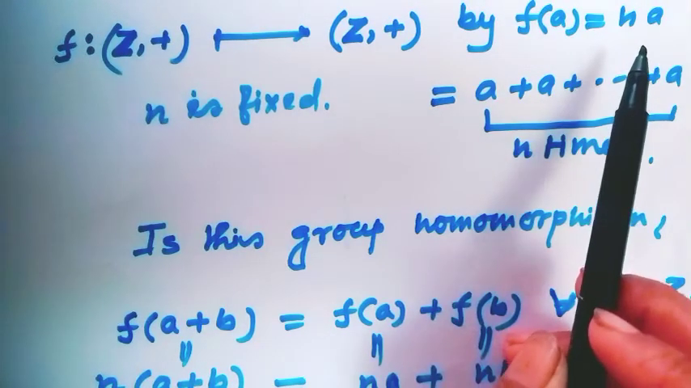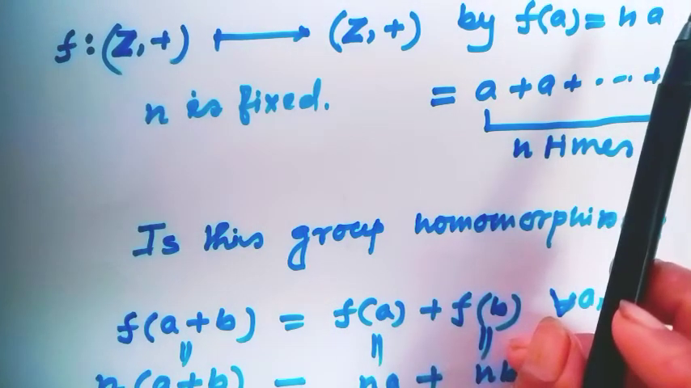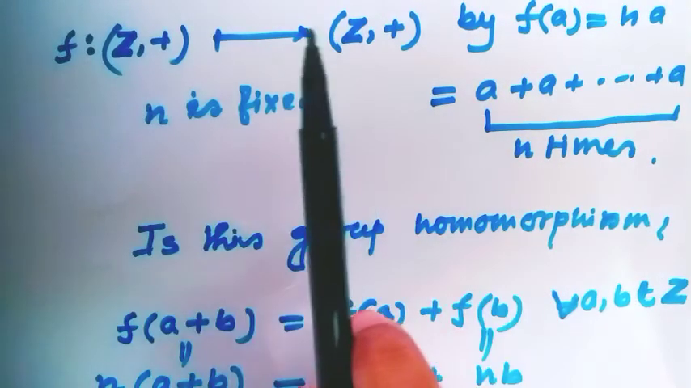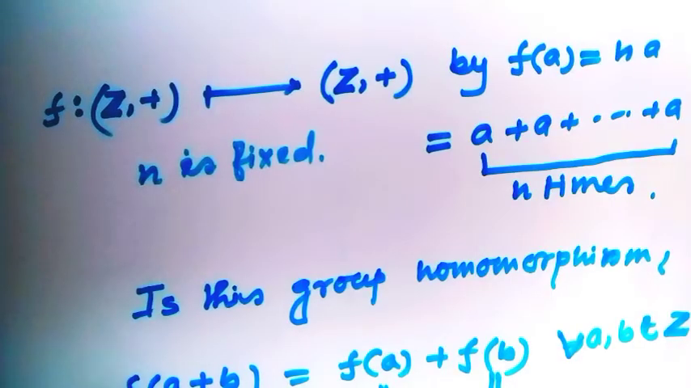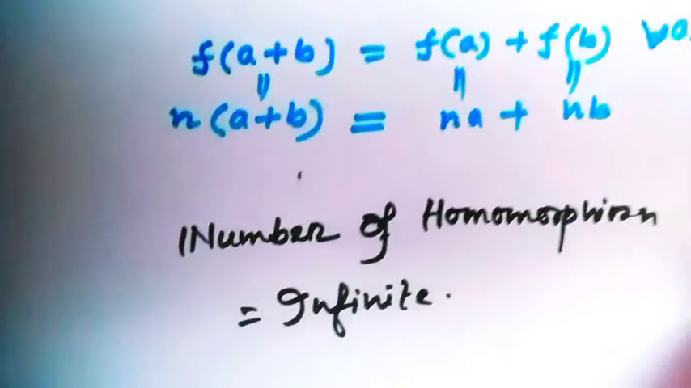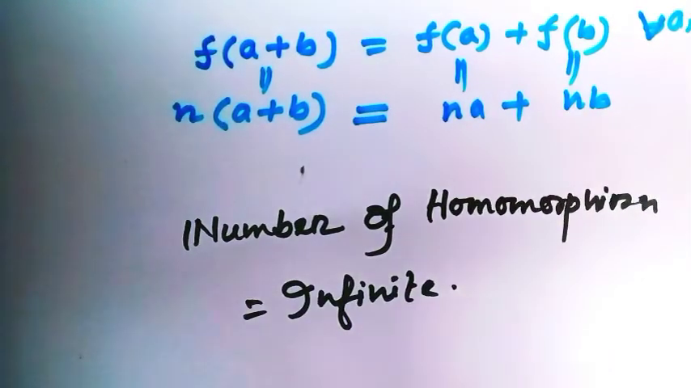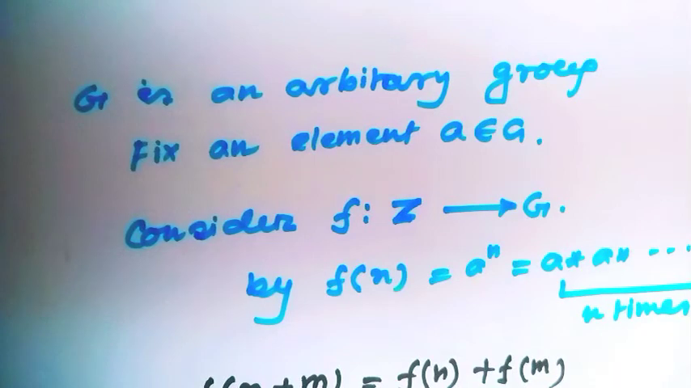If you put different values of n, then you will get different homomorphisms. Here, n is fixed. So, the number of homomorphisms here is infinite. Let's see one more interesting example of homomorphism.